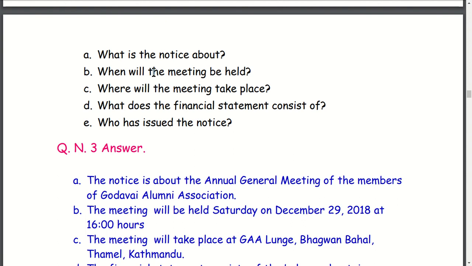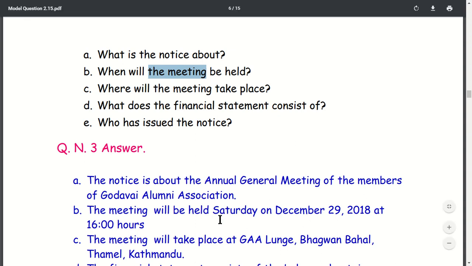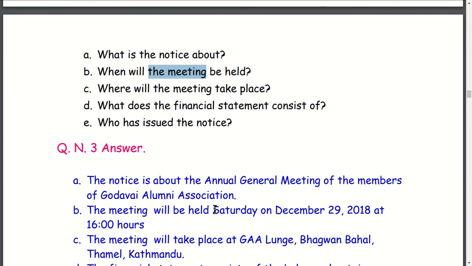Number B: When will the meeting be held? Start the answer with the meeting will be held. Half of the answer is there in the question. The meeting will be held on Saturday, December 29th, at 16:00 hours. This is the time here; 16 hours means 4 o'clock.